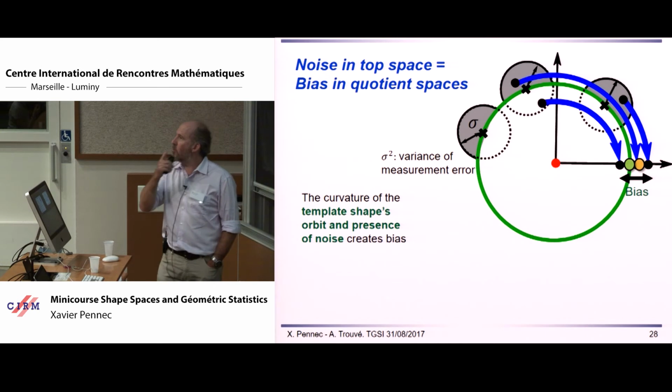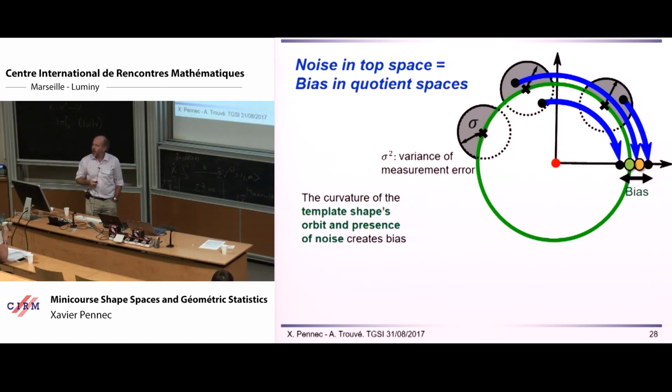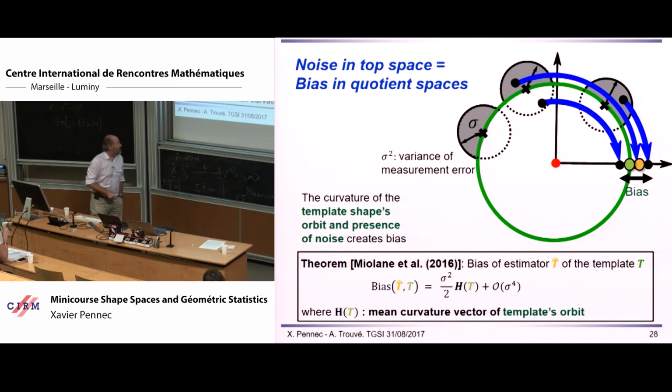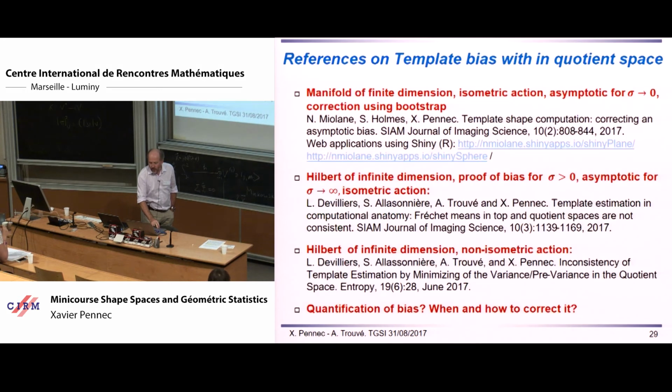So in this case, the induced distance in the quotient space is the Euclidean one. Okay, the problem is, because you see here that there is more mass on this side of the circle than on this side, you actually have a bias. So taking the Fréchet mean in the quotient space when there is noise in the top space can induce a bias. And we can actually quantify the importance of this bias with the extrinsic curvature of the orbit of the template with respect to the noise. So these are some types of results that we are trying to establish right now.